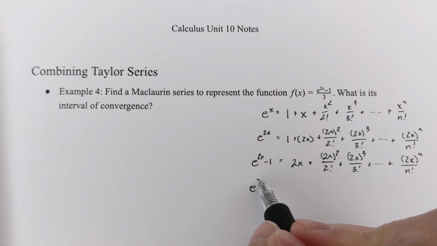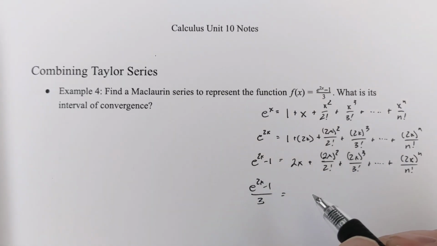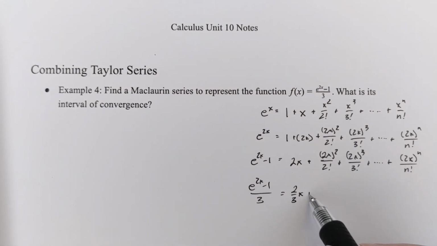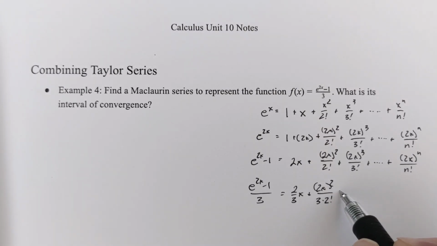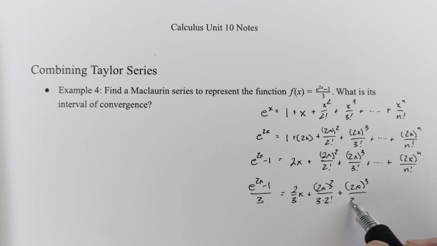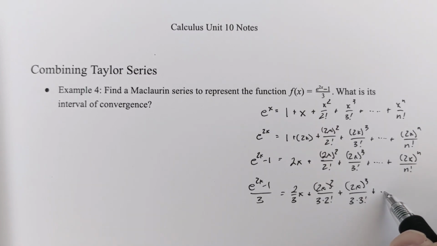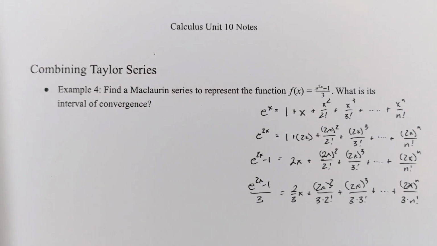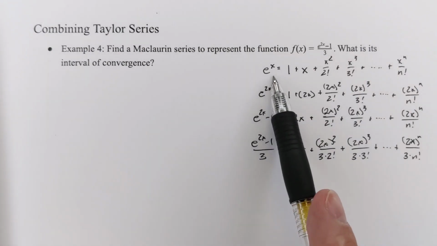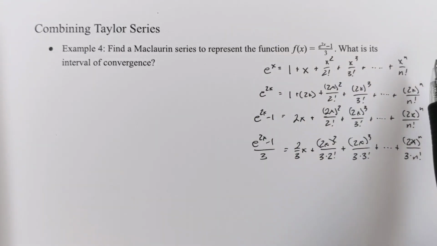And then if we want to do this, e to the 2x minus 1 all over 3, we just divide all these guys by 3. So 2/3 x plus 2x squared over 3 times 2 factorial plus 2x cubed over 3 times 3 factorial plus blah, blah, blah, 2x to the nth over 3 times n factorial. And that is your Maclaurin series without having to generate or do all the derivatives. You can base it off of something you know and just perform the operations.